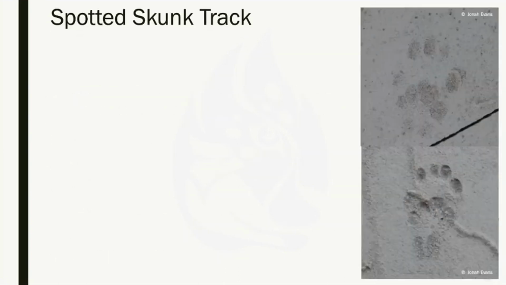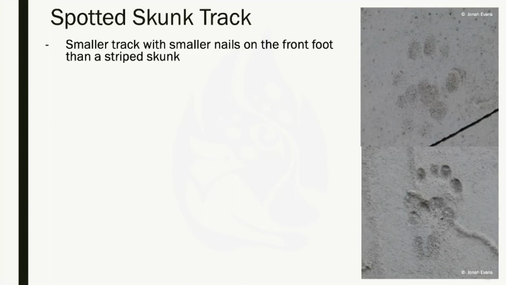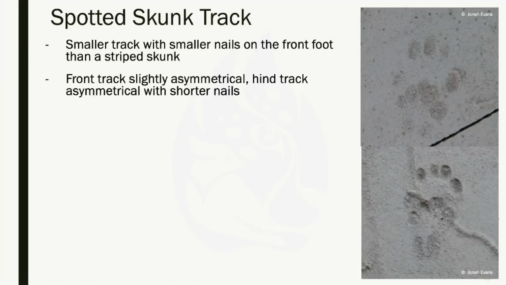Okay, let's compare that now to a spotted skunk. There are 2 species in North America of spotted skunks, the eastern and the western. Their tracks are very similar, almost impossible to distinguish, so we're going to group them together. They are definitely a smaller track than striped skunks, and they've got smaller nails. Their nails don't extend out as far from the toes as on a striped skunk, on the front foot. So that's a clear differentiating feature.